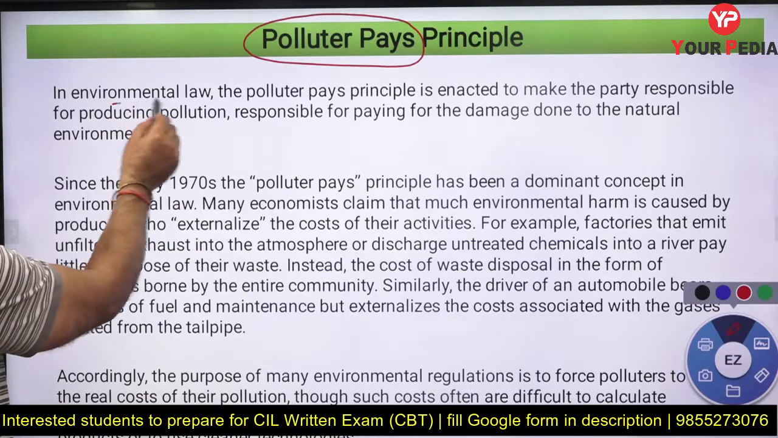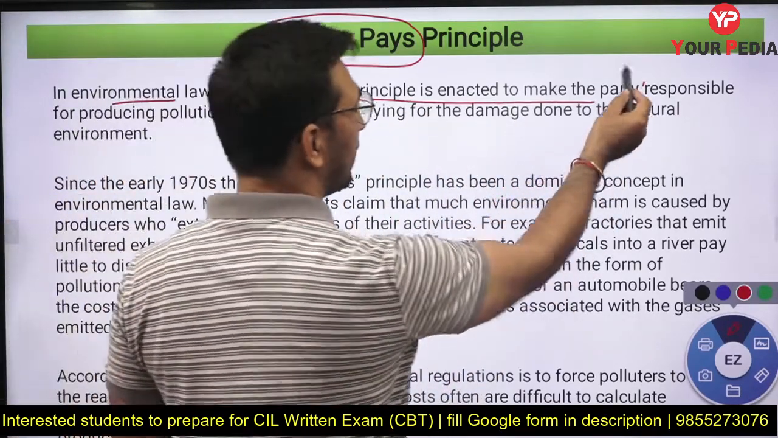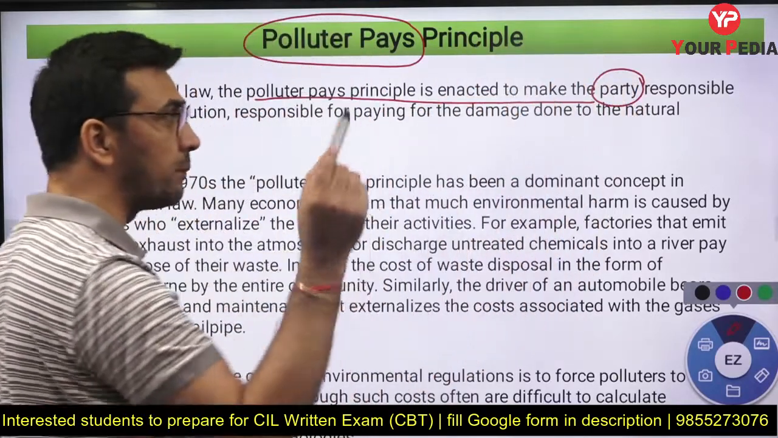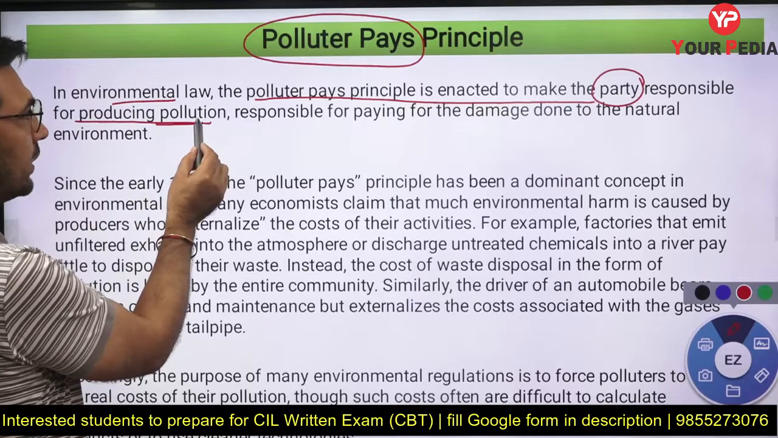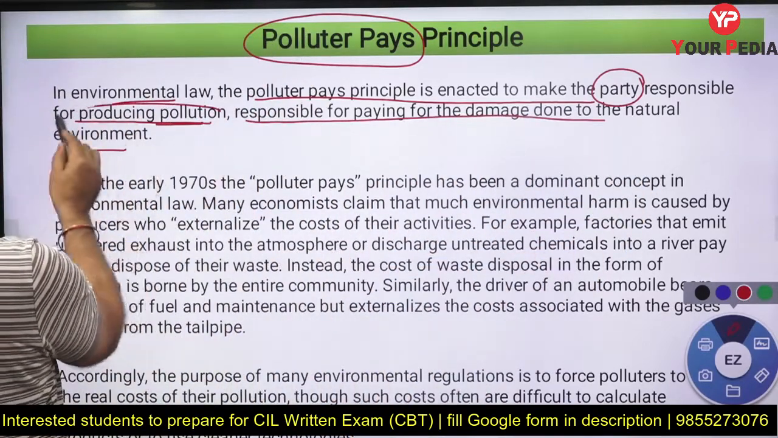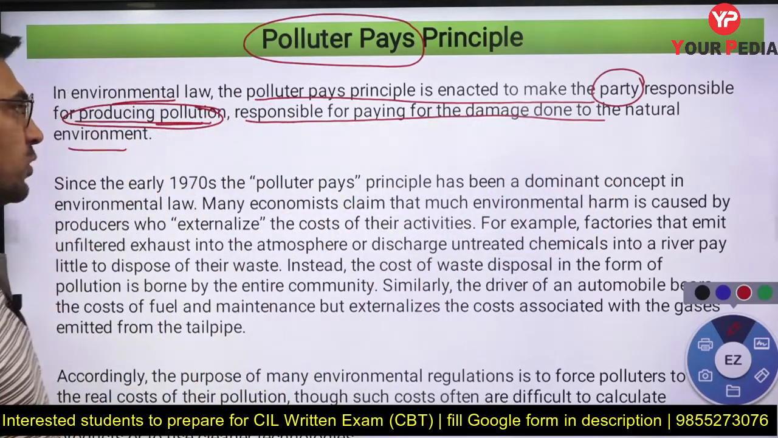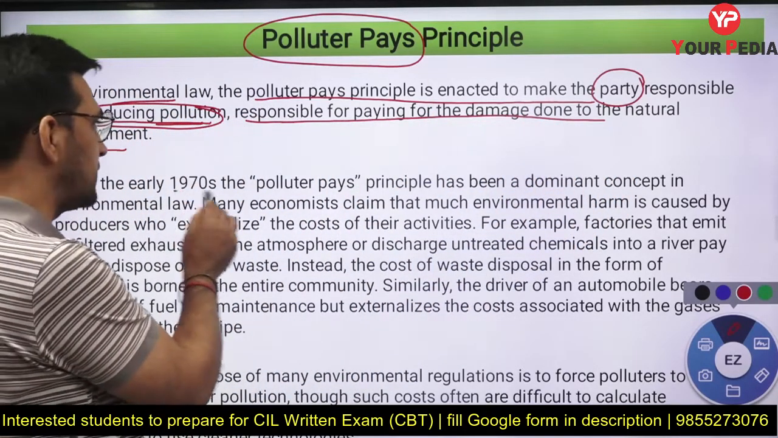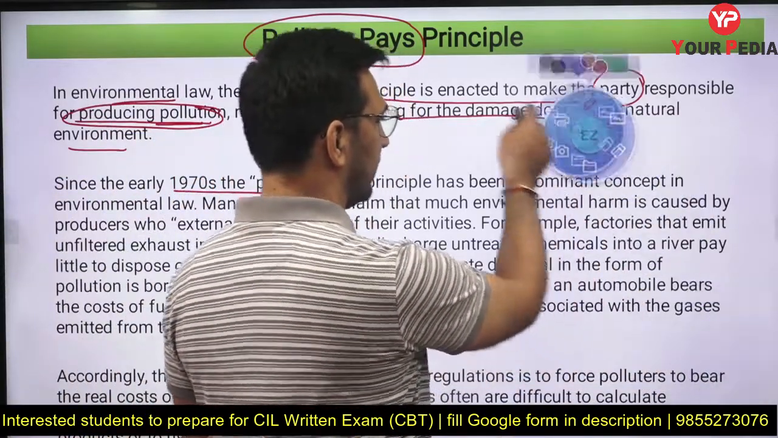So in environmental laws, the polluter pays principle is enacted to make the party, whether it is a person or a company, organization, or manufacturer, responsible for producing pollution, responsible for paying for the damage done to the natural environment. So not only producing the pollution, but because of that, whatever the damage is happening, you should be made responsible for that. So basically this principle came into limelight in the 1970s. We'll discuss it at a later stage.